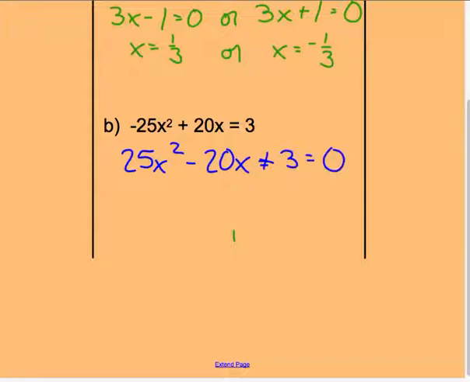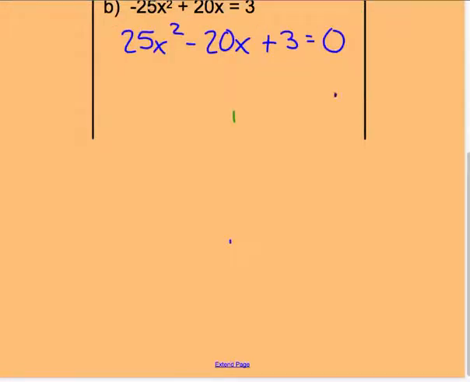I just switched equations. That looks really confusing. Let me change this. So this is the AC method because we have a leading coefficient and it does not factor out. So what multiplies to 75 and adds to negative 20?